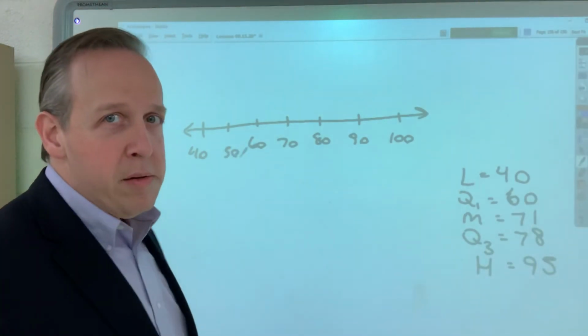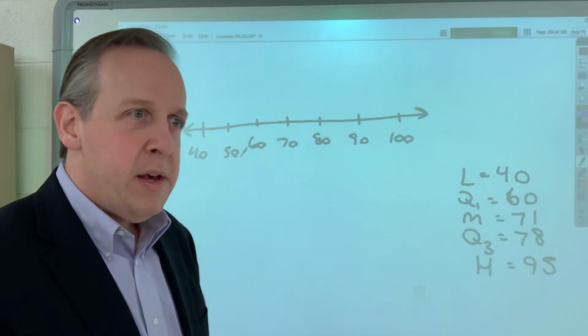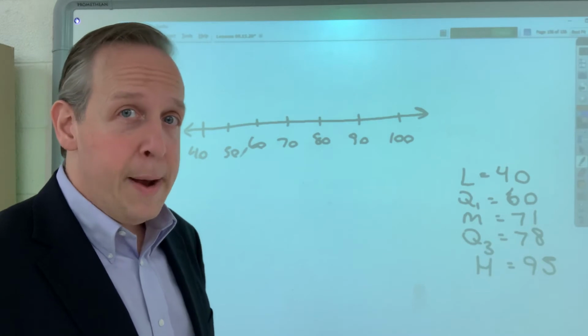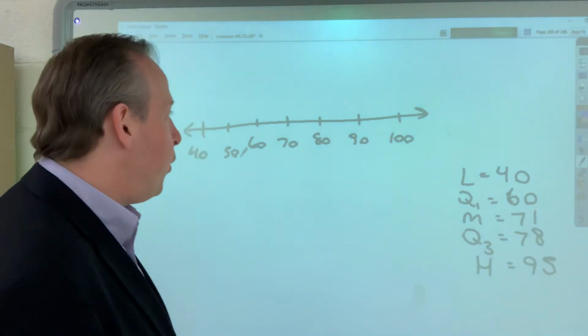We got a number line. Again, keep it consistent units. We need to have that number line actually be spaced appropriately because that's basically its purpose. Now, the 5-number summary creates the box plot. I'm going to show you how.